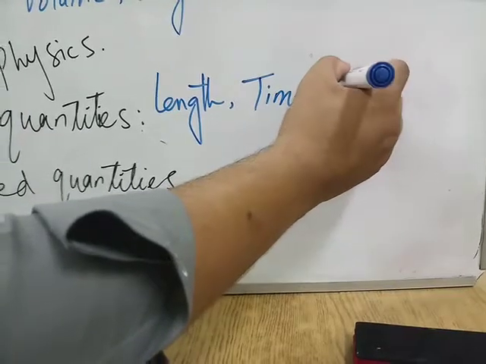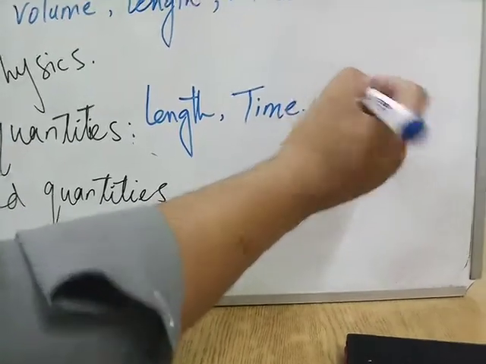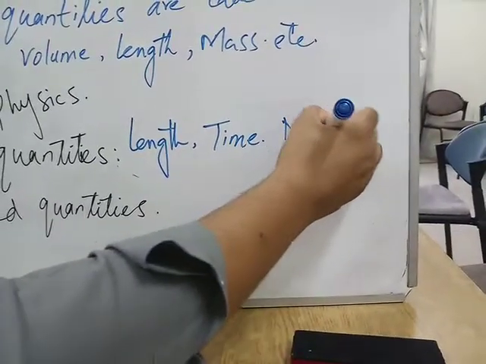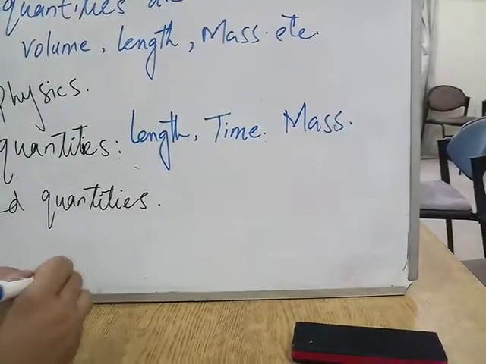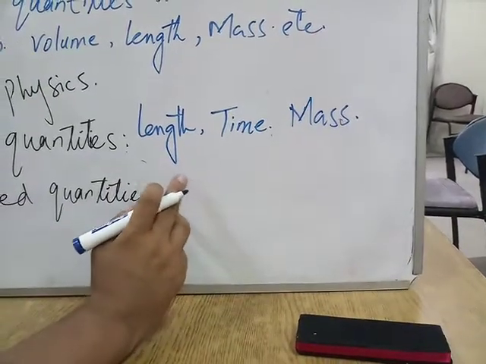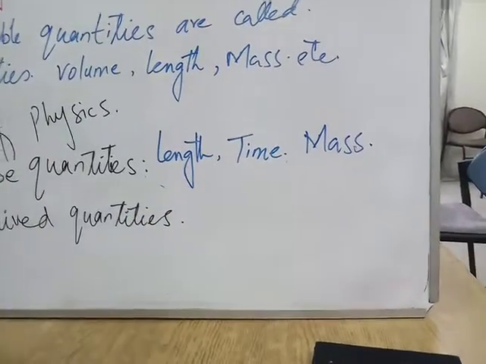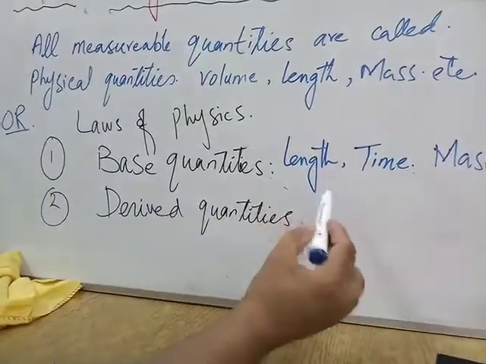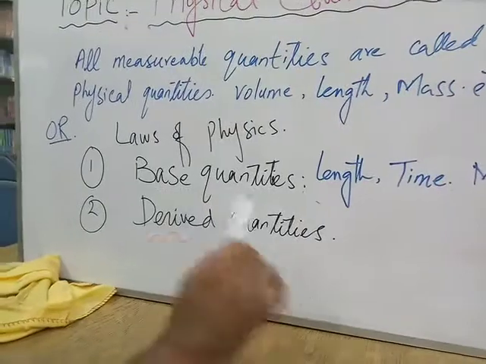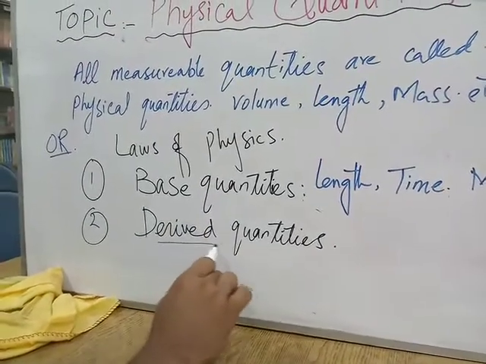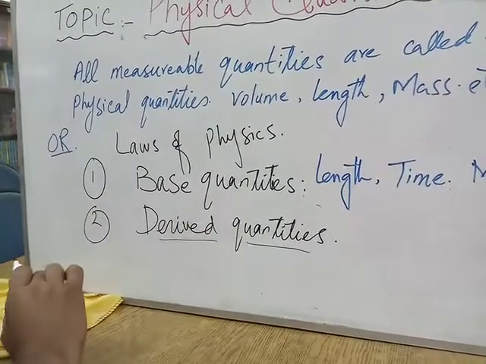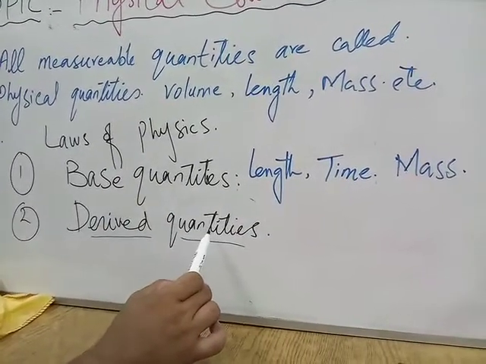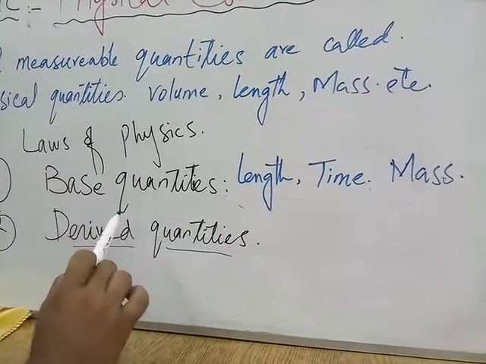There are only 7 base quantities: length, time, mass of the object, amount of substance, intensity, and so on. These are all base quantities. From these quantities, when we derive other quantities, they are called derived quantities. It means the definition of a derived quantity is: those quantities which are derived from other physical quantities.